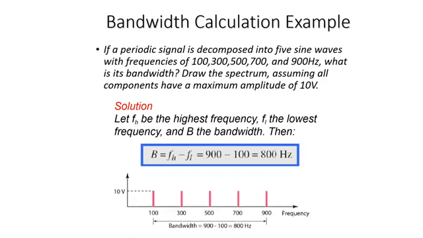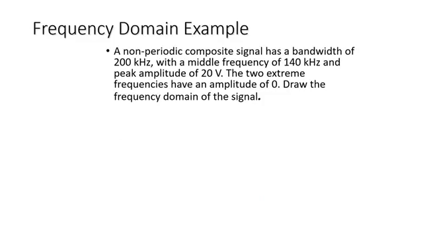To draw the spectrum, we plot each wave as a discrete vertical line where its frequency lies on the x-axis and an amplitude of 10 volts on the y-axis. So let's take the following example. A non-periodic composite signal has a bandwidth of 200 kHz with a middle frequency of 140 kHz and peak amplitude of 20 volts. The 2 extreme frequencies have an amplitude of 0. Draw the frequency domain of the signal.